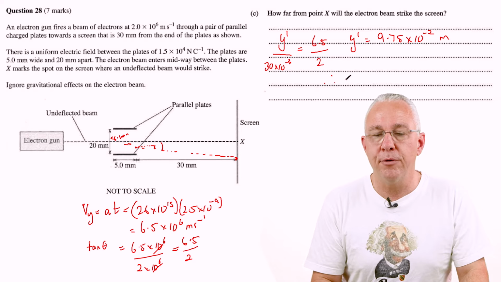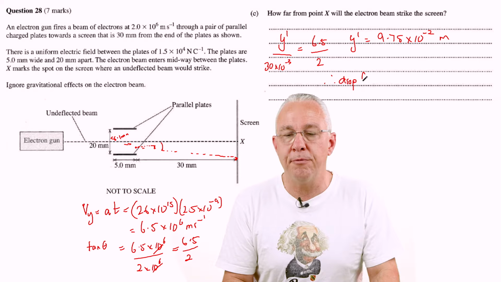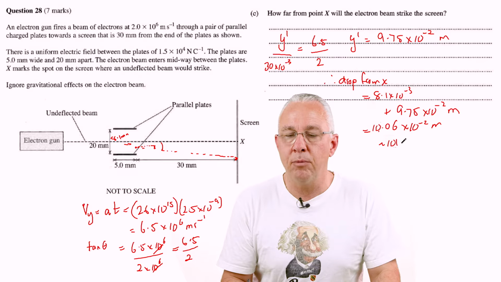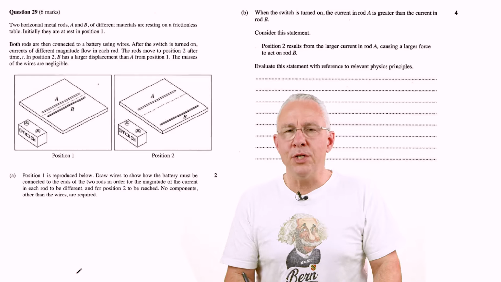So therefore, the distance we want from x is equal to our 8.1 millimeters, that is 8.1 by 10 to the power of negative 3, plus our 9.75 by 10 to the power of negative 2 meters, which gives us a grand total of 10.06 by 10 to the power of negative 2 meters, or what you can say is approximately 10.1 centimeters. Question 29.